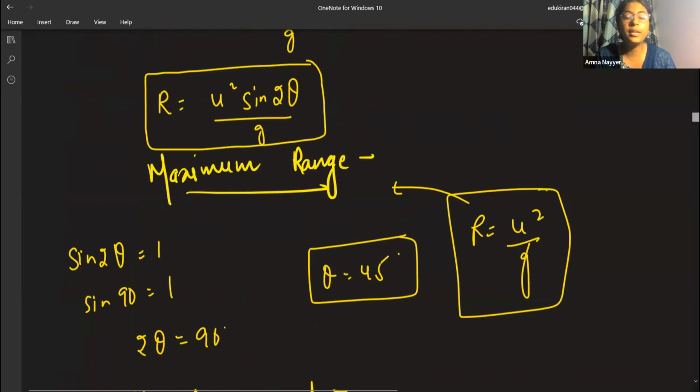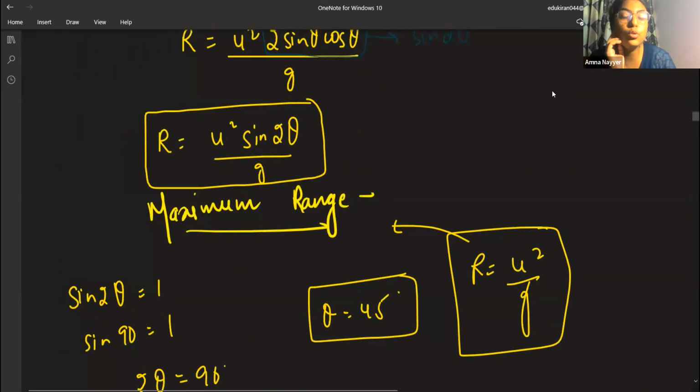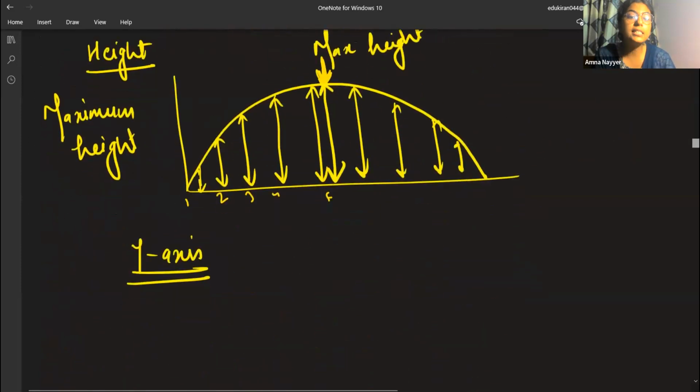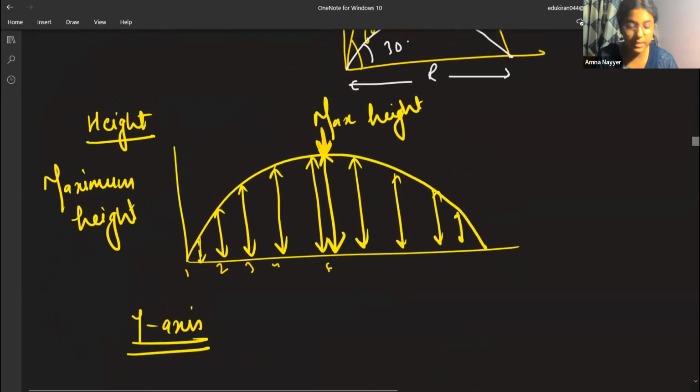Then we had seen the formula for range, u square sine 2 theta divided by g, and exactly at 45 degrees you get the maximum value of range of motion. And for complementary angles you get the same value of range. Take 60 degree and 30 degree, or any 2 angles whose sum makes up 90 degree; those will have the same range of motion. These were the things which we had discussed.